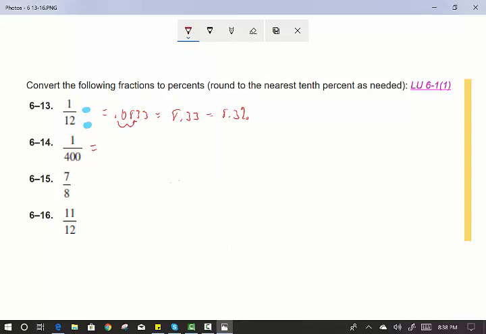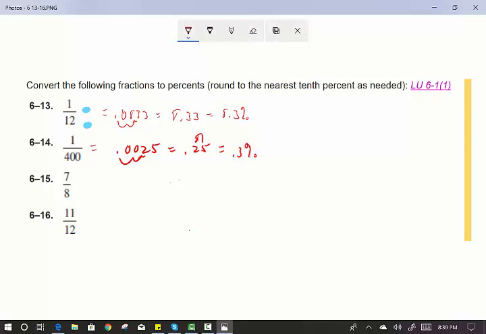Okay, number 14 is equal to 0.0025. Move the decimal point 2 places to the right, which is equal to 0.25%, and we're going to round it to the nearest tenth percent. So we look at the tenths location, which is right there. Look one place to the right. Is it 5 or greater? Yes.